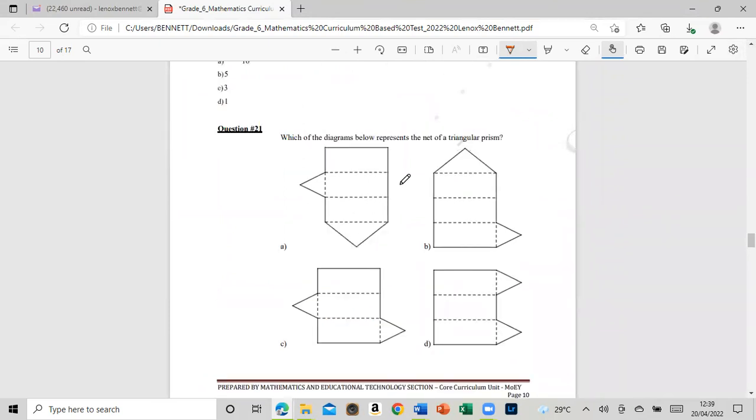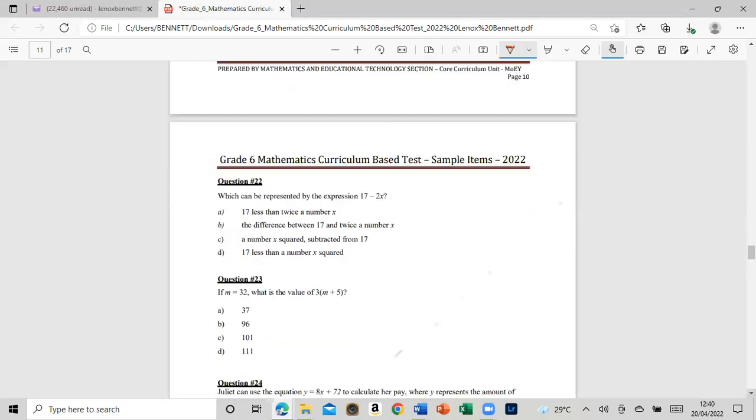Alright, let's move on to 21. It says, which of the diagrams below represents a net of a triangular prism? Alright, so let's examine them. Triangular prism, that would be C. Alright, let's move on to 22. Change the color in 22.